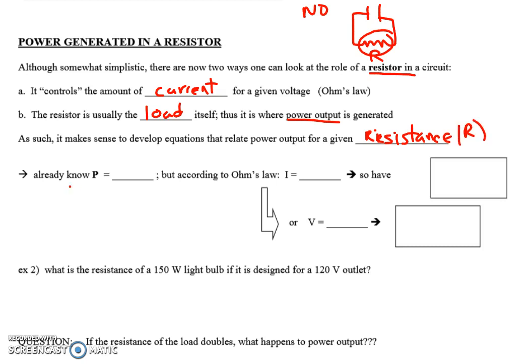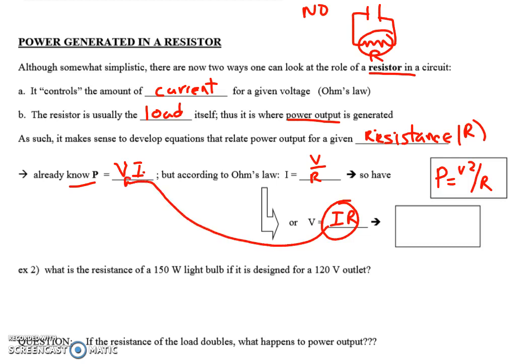We already know that power in a circuit is voltage times current. But according to Ohm's law, we also know that current is equal to voltage divided by resistance. So if we combine the two, we get a very simple equation. We take out the I, put in V over R, and we get P equals V squared divided by R. And if we do another substitution, we also know from Ohm's law that voltage drop across the load is equal to the current times the resistance. So if I substitute this into the V, then I have I times R times I, or P equals I squared times R.